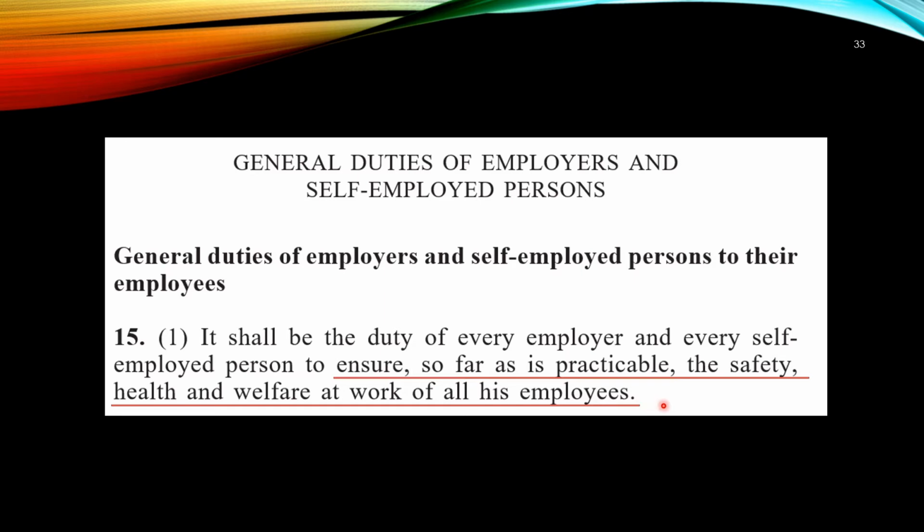That means that although it is not explained in detail how to ensure the safety, health and welfare at work, the point is your duty as an employer or self-employed person to ensure that the workplace is safe, healthy, and considers the welfare of your employees. If you fail to follow this rule, then you can be prosecuted by the government, something that some companies have undergone before.